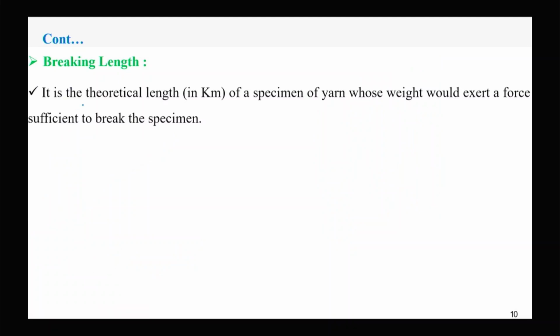It is the theoretical length in kilometer. So breaking length is expressed generally in terms of kilometer. It is the theoretical length of a specimen of yarn whose weight, without exerting a force, is sufficient to break the specimen. That is the theoretical concept, and it is used mainly for yarn.